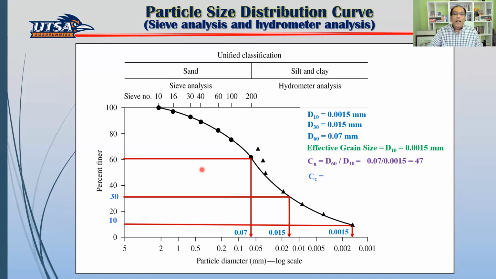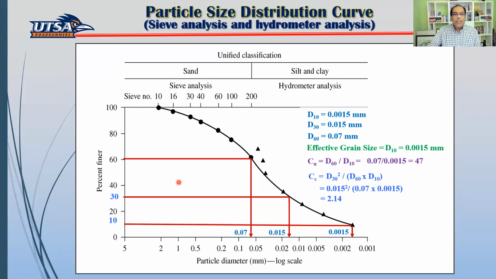Now let's try to find our CC, which is basically D30 squared divided by D60 times D10. If you plug that value in, this one is 2.14. Your CC value from 1 to 3, in between 1 to 3, is actually good. Anything less than 1 or higher than 3 is not good. Means like it's not well distributed.